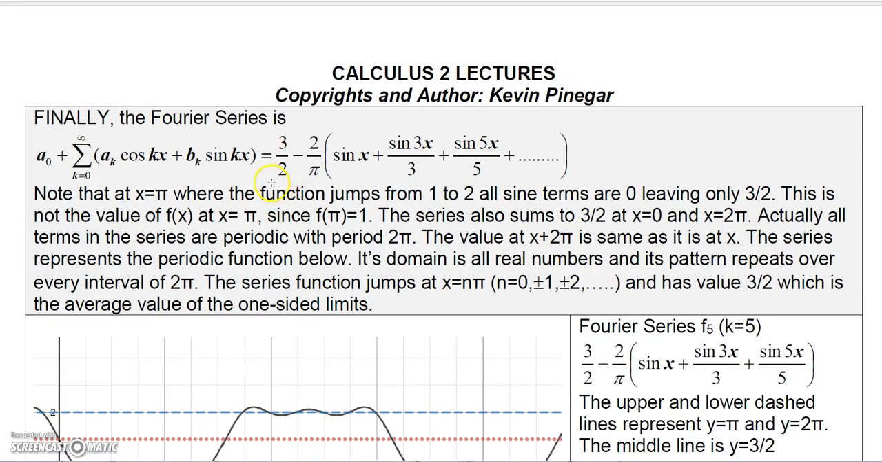So if you put all that together and simplify it, you get that a naught is 3/2, and then you can factor out the 2 over pi and get 3/2 minus 2 over pi times the sine of x plus sine 3x over 3 plus sine 5x over 5, and so forth. And so now you have the Fourier series that we set out to find.